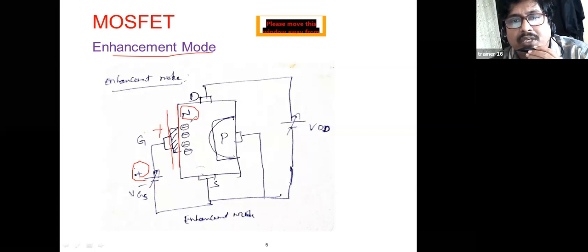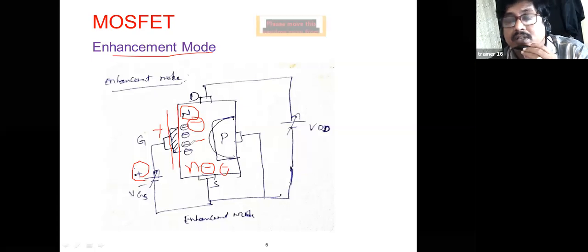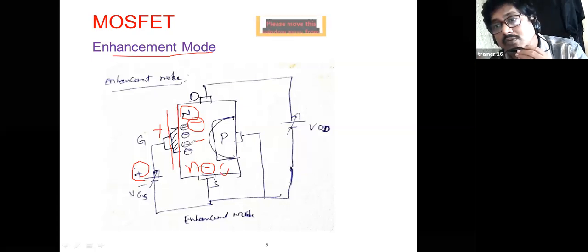So here also negative charge develops, more negative charges. The negative is connected to N, this is N type semiconductor here. So both will repel, and here only the negative charges will remain as they are. So that means the electrons are more in this case.